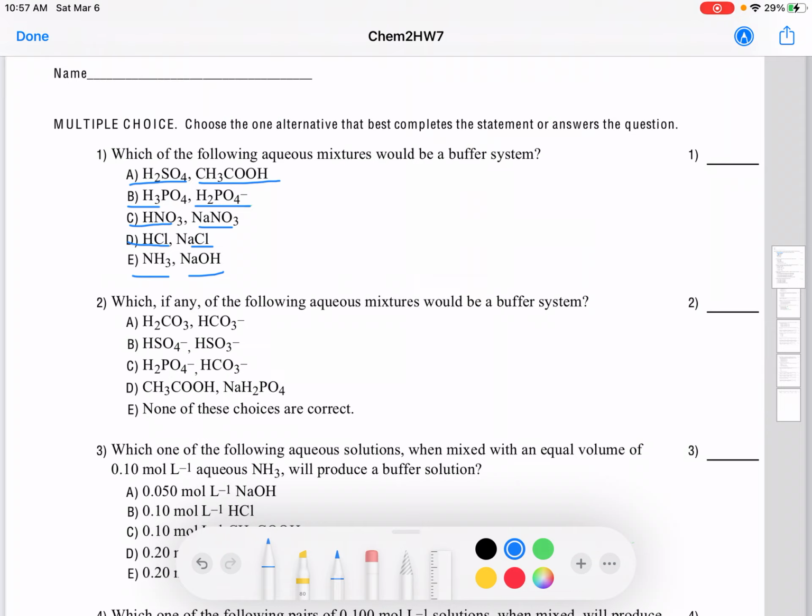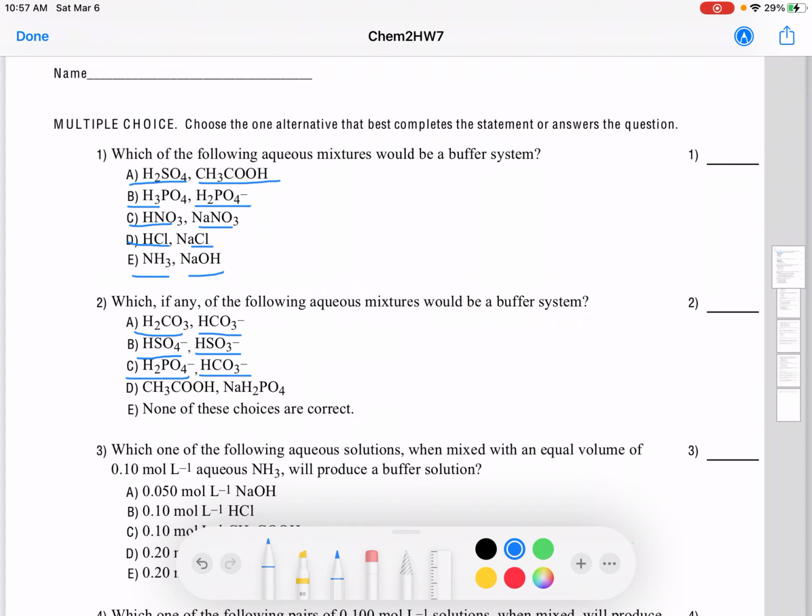Number 2, which, if any, of the following would be a buffer system. Same way that we did for the first one, you can see if the number of hydrogens is going to decrease with the same atoms. H2CO3, one less, HCO3 minus. That looks like a buffer system. HSO4 minus, HSO3 minus. So what's the difference here? It is the different number of oxygens, but that's not a buffer system, right?